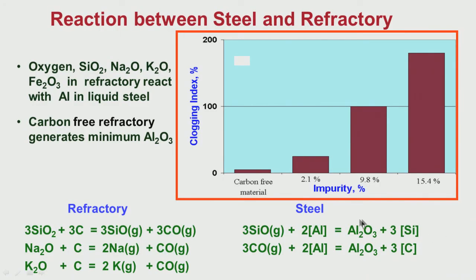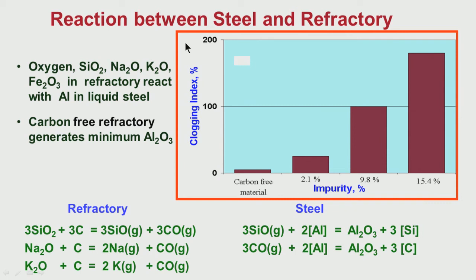So, we do not want alumina to be present in liquid steel. Alumina can be present if there is a reaction with oxygen, as I have told several times. Also, it can be present if there are impurities like SiO2, sodium oxide, potassium oxide, iron oxide, and carbon in the refractory, which are reacting with liquid steel. So, refractory has to be quite clean. The impurity level in refractory should be low, and only then can we control the cleanliness of steel. So, this is very important.